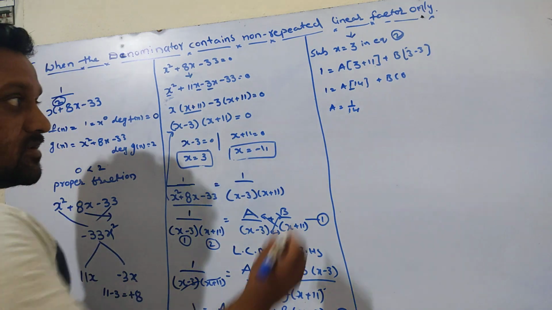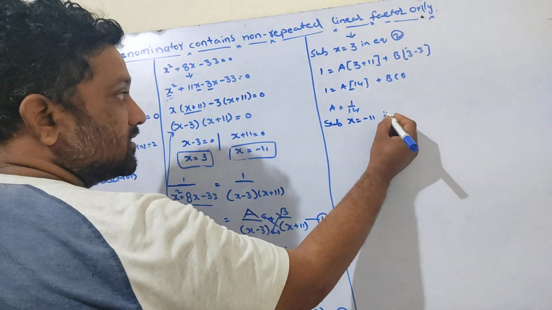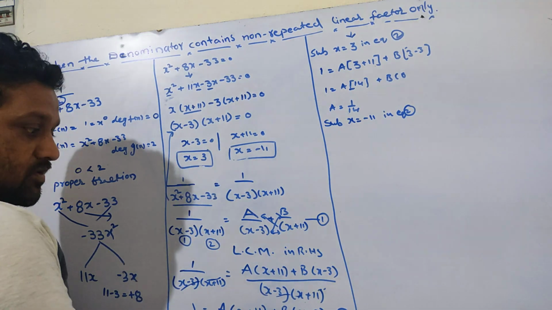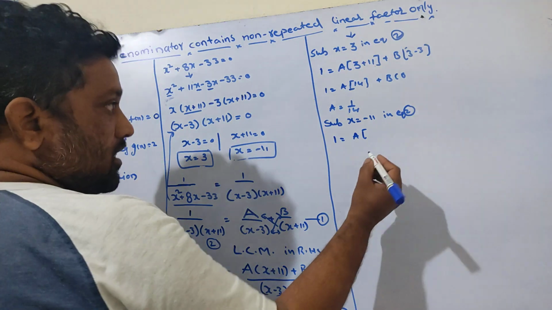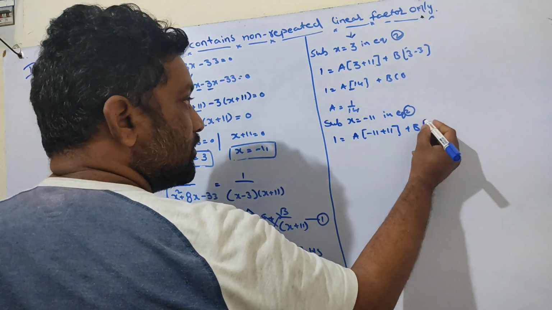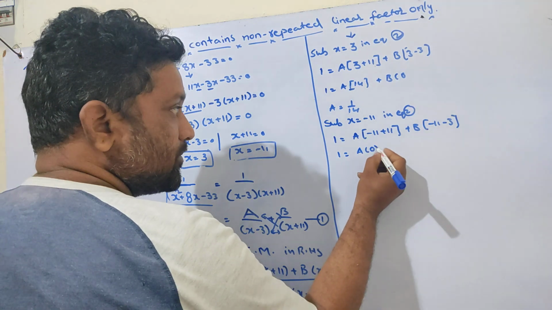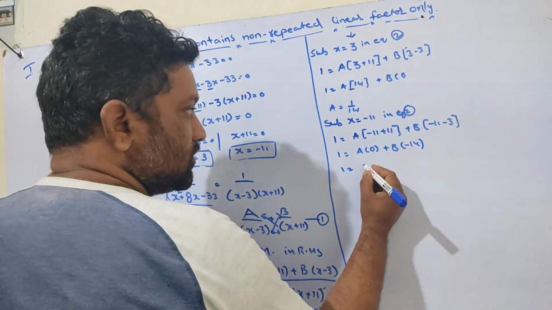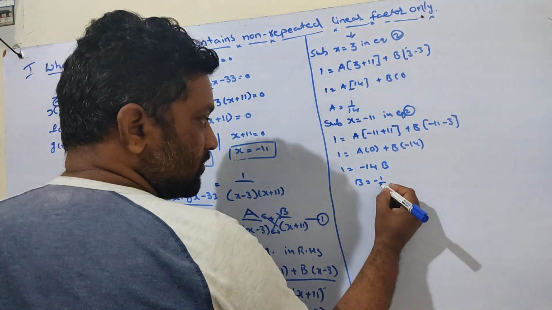Now we are substituting x is equal to minus 11 in equation 2. So 1 is equal to a of (minus 11 plus 11) plus b of (minus 11 minus 3). That is, 1 is equal to a of 0 plus b of minus 14. Then 1 is equal to minus 14b. Then b is equal to minus 1 by 14.